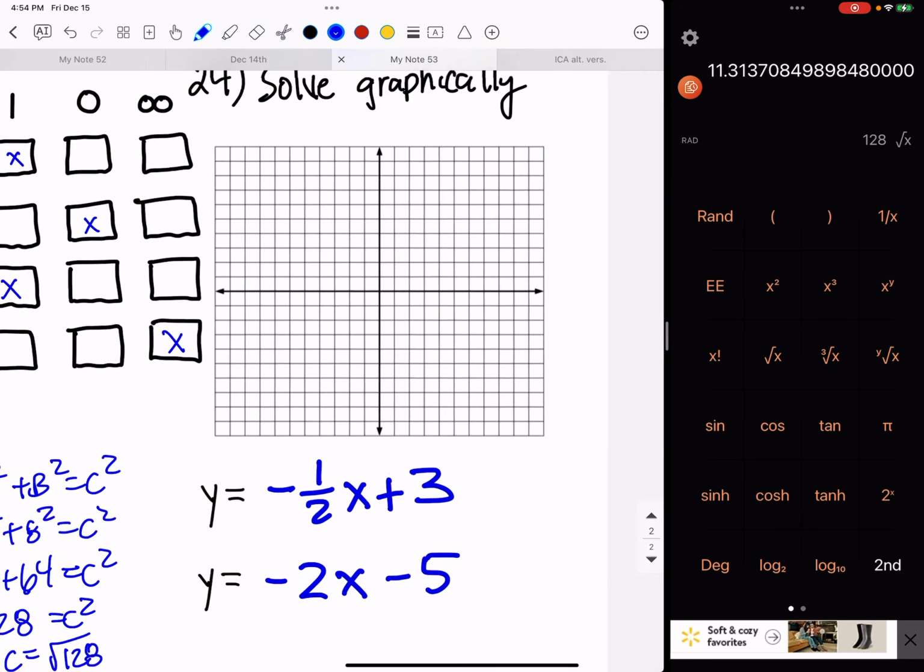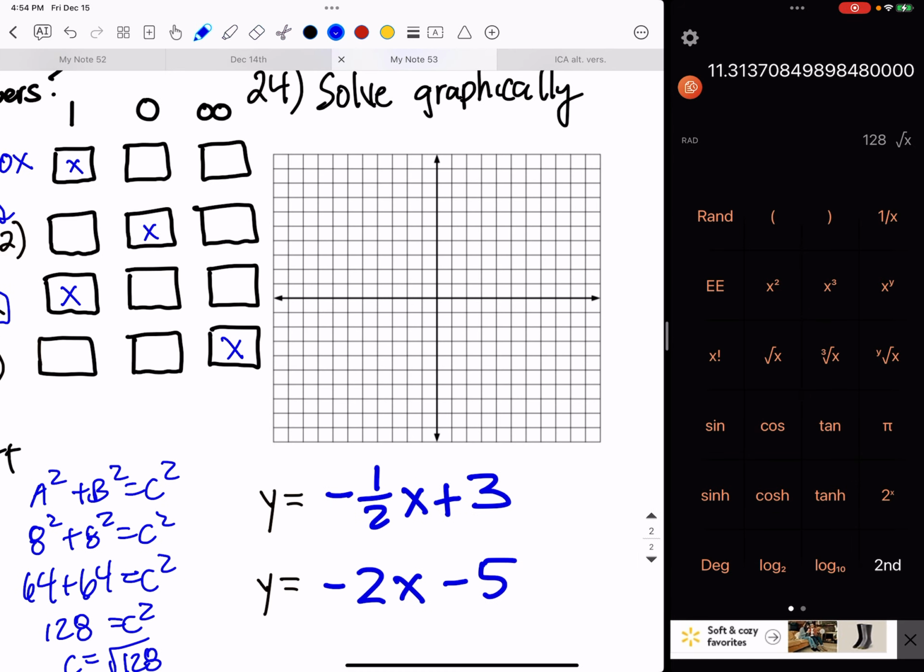And over here, depending on what class you had, you guys might have had different problems. If these were the two problems you had, I think I messed up. Let's see, 1 starts at 3 and goes down 1 over 2, down 1 over 2. And with that pattern, I can go back this way. The other one was negative 2x minus 5. I was supposed to go negative 2, which is down 2 over 1, down 2 over 1.